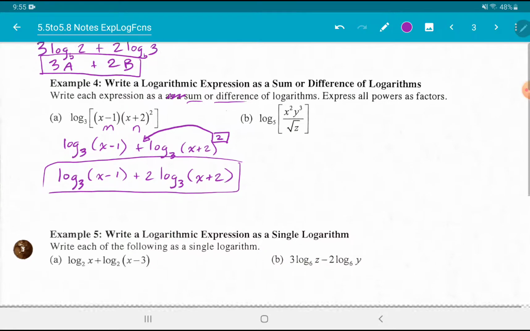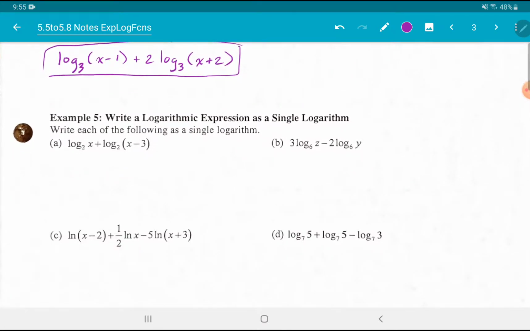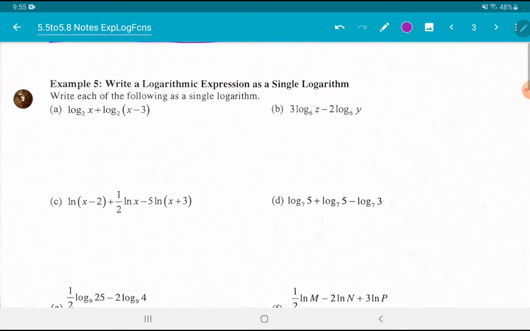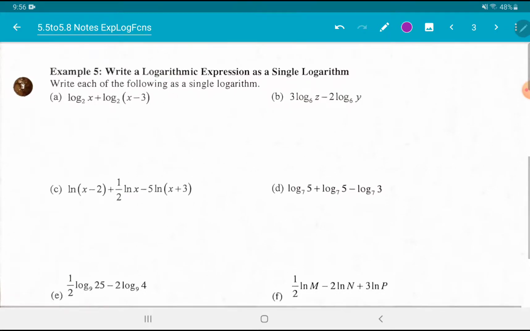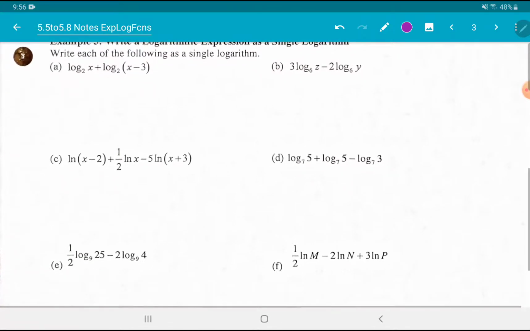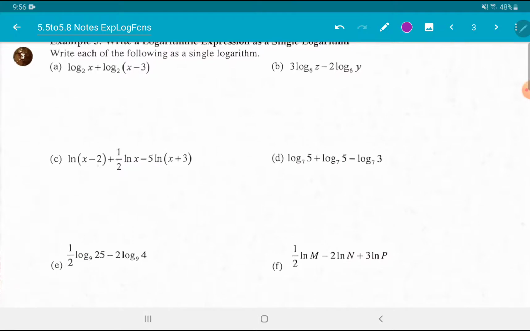Let's take a look now at example 5. Write a logarithmic expression as a single logarithm. All right, let's see, which one should we do here? I like to do the more complicated ones in these videos. Let's do C. So we have 3 terms here. Notice how we have a coefficient for the first one. In our first term, there's really nothing we can do with that, so we're just going to skip that for now. And then we know the coefficient can be brought up as an exponent.